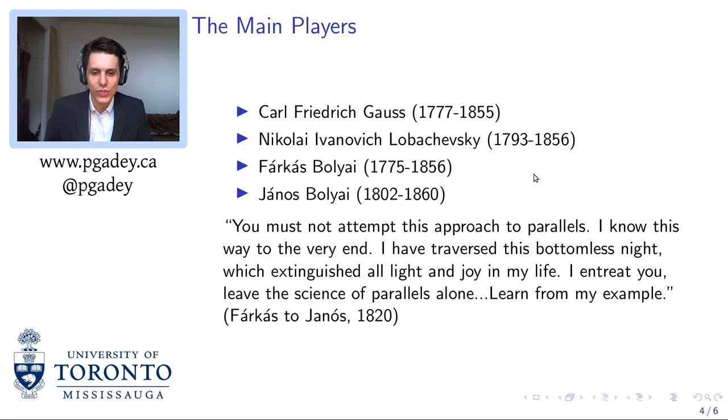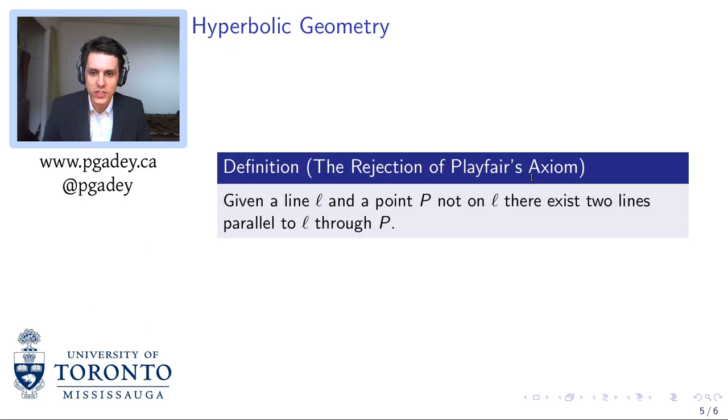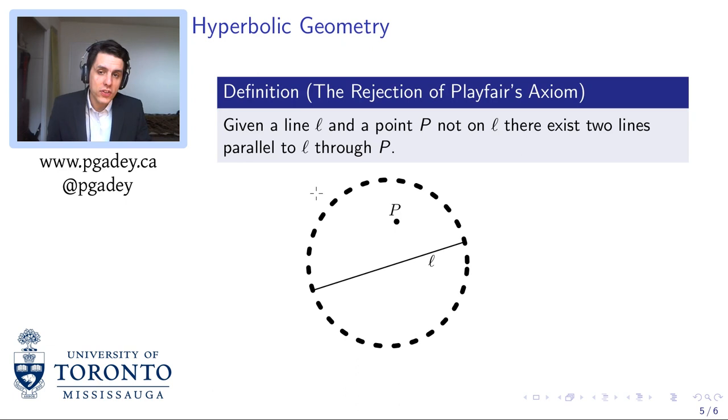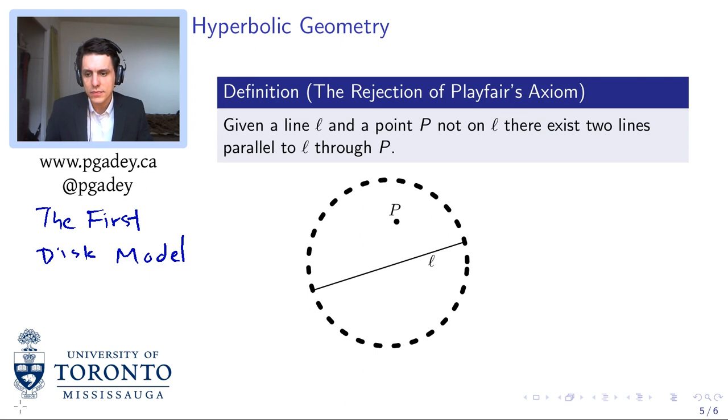Okay, so let's have a look at what happens when we deny one of the equivalents of Euclid's fifth postulate. So we're going to reject Playfair's axiom. If we reject Playfair's axiom, then given a line L and a point not on L, there exist two parallel lines to L passing through the point P. Let's see what that could look like. We're going to introduce a particular model of non-Euclidean geometry. We're going to call this our first disk model.